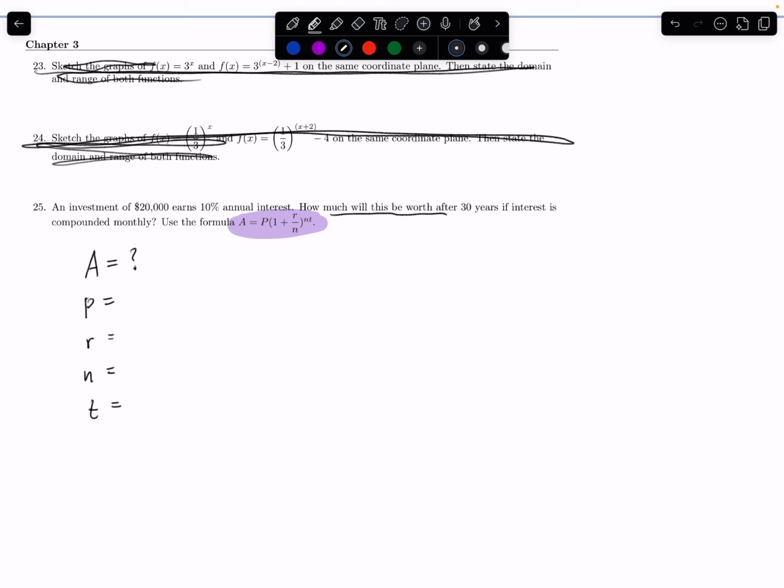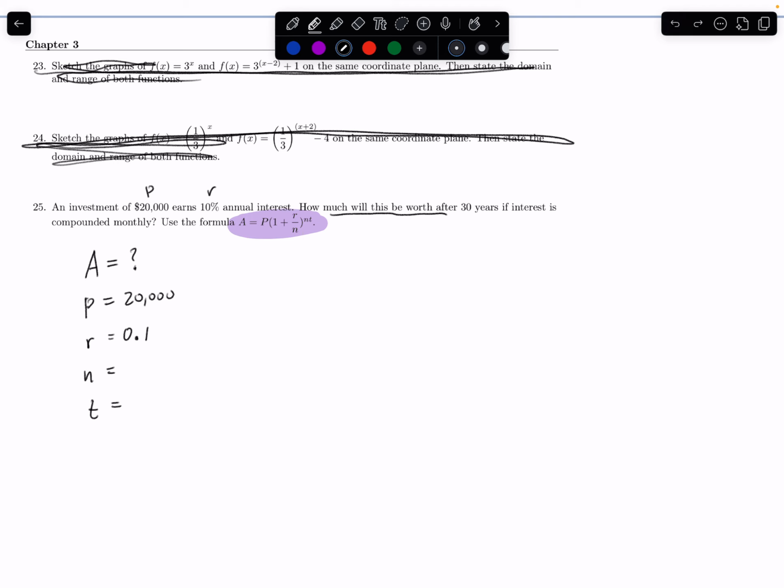Okay, so how much did you put in? That's the P, right? That's the 20,000. The rate is 10%. So as a decimal though, that's 0.1 or 0.10 if you prefer. If you put it as 10, the only reason to put it like that is to see the direct correlation between 10%. See, it's 10 after the decimal place. But of course, it's the same as 0.1.